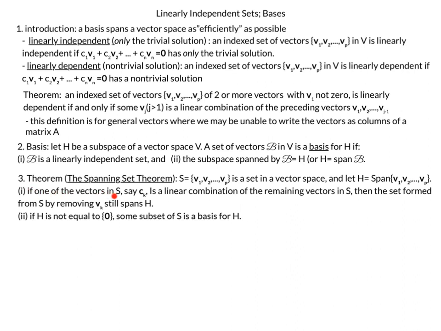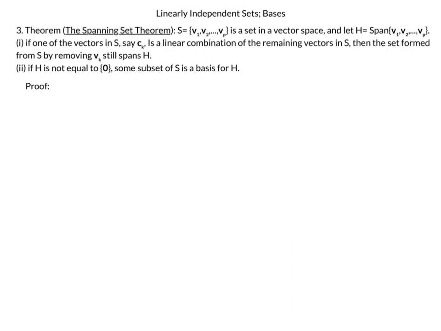One, if one of the vectors in S, say vk, is a linear combination of the remaining vectors, then the set formed by removing vk still spans H. And two, if H is not equal to 0, then some subset of S is a basis for H. I've moved the statement of that theorem up here so we would have room to do the proof.